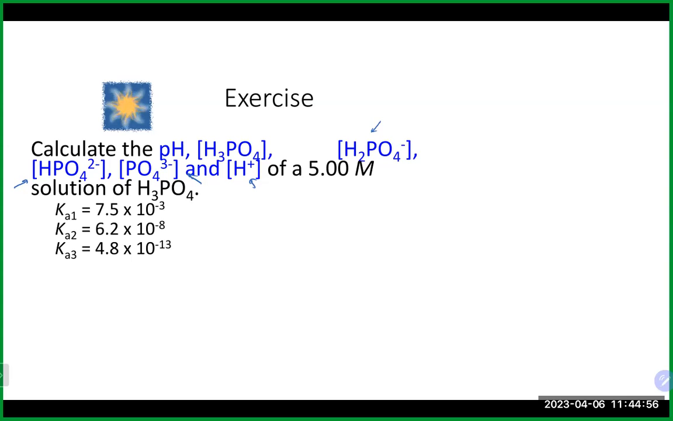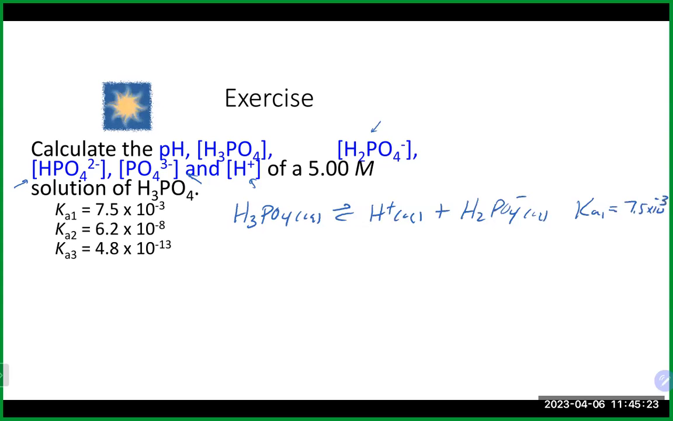So first off, the very first thing that's going to happen is that phosphoric acid is going to lose this 1 hydrogen like we wrote on the previous slide. And that will leave us H2PO4 minus. And that would go with our Ka1 value of 7.5 times 10 to the minus 3 in this case.